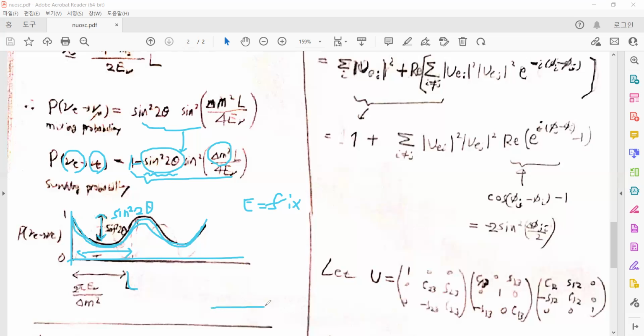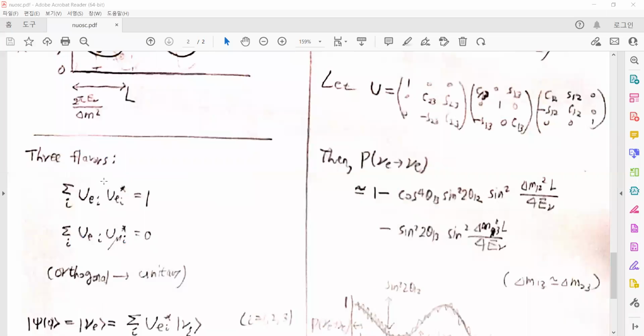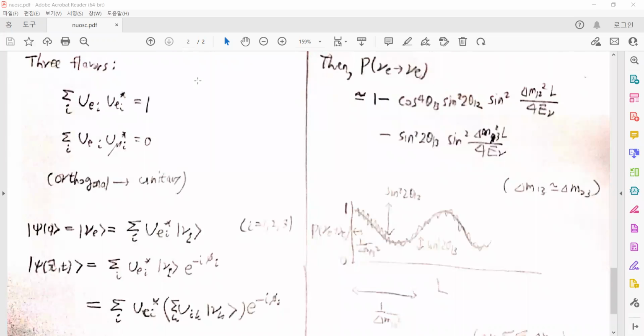But that is a very easy case with two flavors. So now we will go to the three-flavor case. It is a more complicated process, but almost similar. From the identities of the orthogonal matrix, the unitary matrix also has similar properties. With the same columns, the product yields 1, but different columns are orthogonal, so it will be 0.